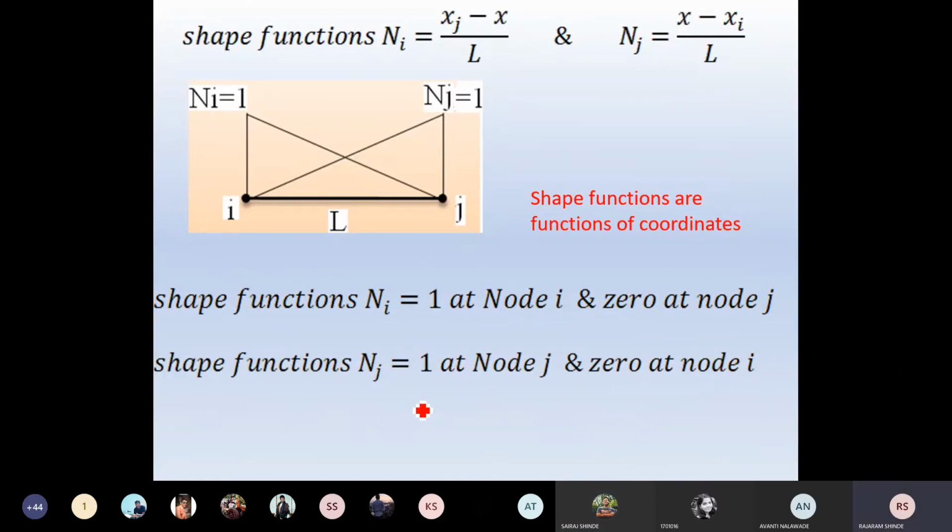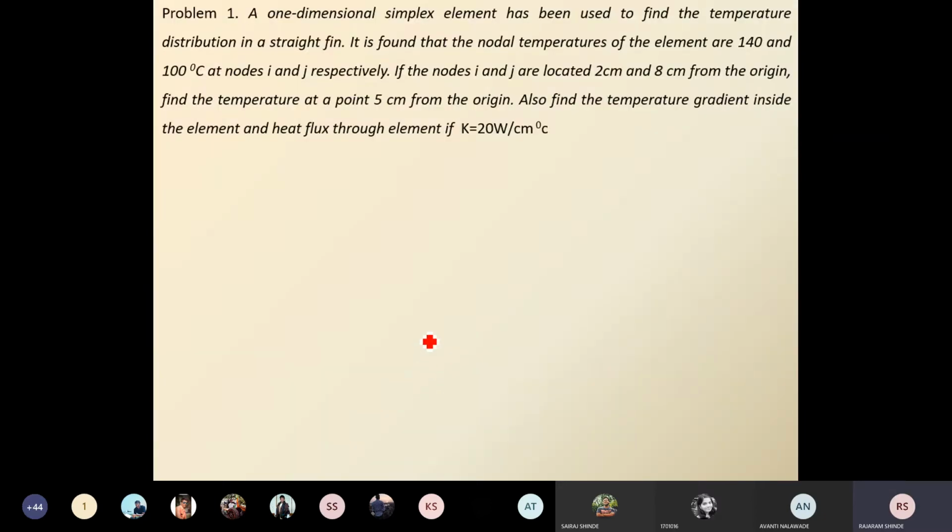I hope you have calculators. One more property: Ni plus Nj at any location is 1. You can see here if we add these two equations, this x will be cancelled, this x will be cancelled, and it becomes xj minus xi upon L, or it is 1. Now these three properties you have to remember. Now you take this problem.